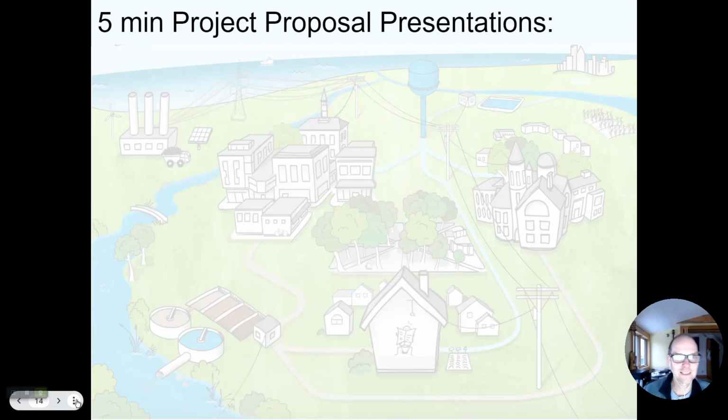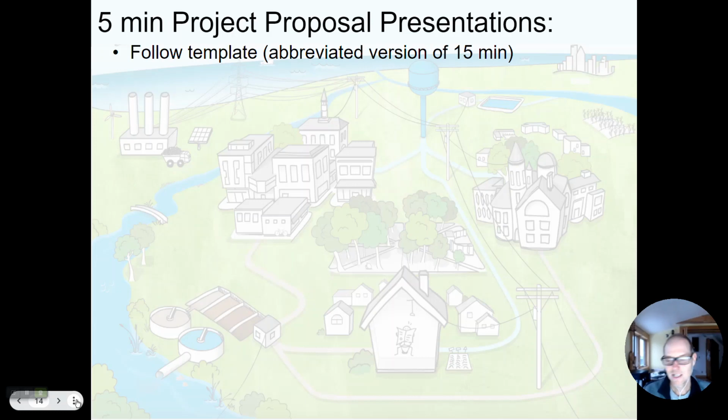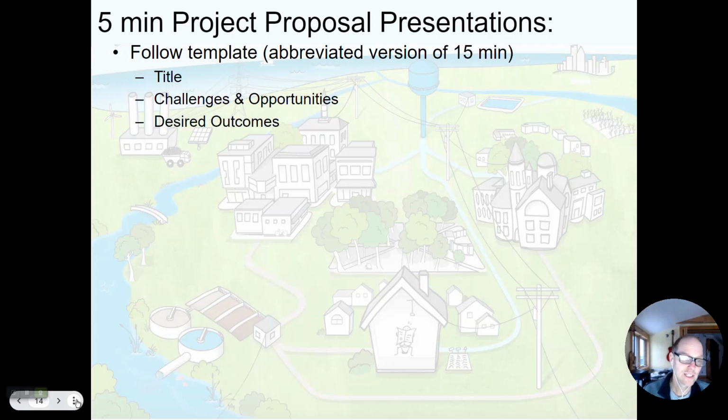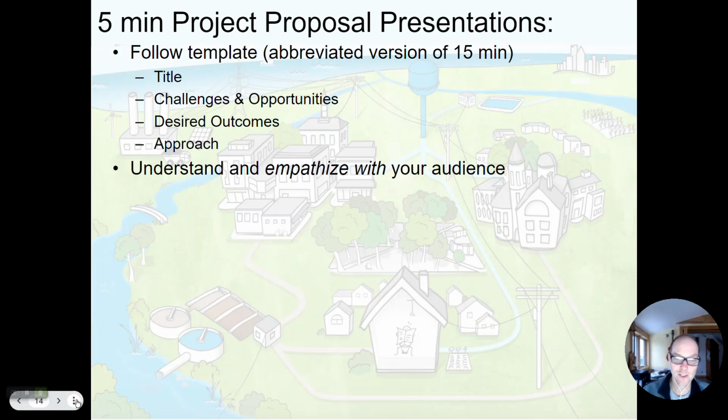All right, finally, let's talk a little bit about the presentations you're going to be giving in this class, and particularly the first presentation you're going to be giving. So you've been given a template for that presentation, a set of slides, which you will copy and paste and then modify. A title slide, a slide on challenges and opportunities associated with your project, a slide on desired outcomes for your project, and then the approach you're going to take in your project.